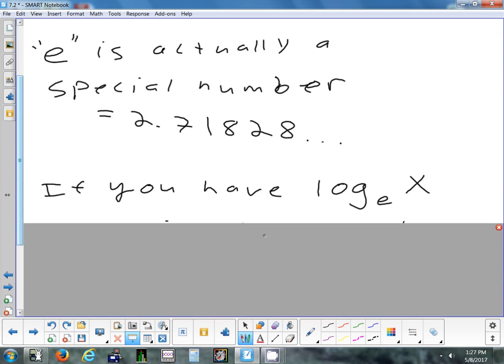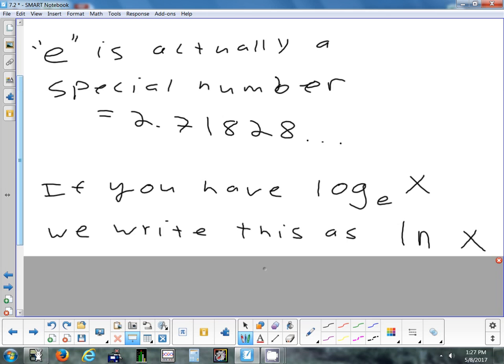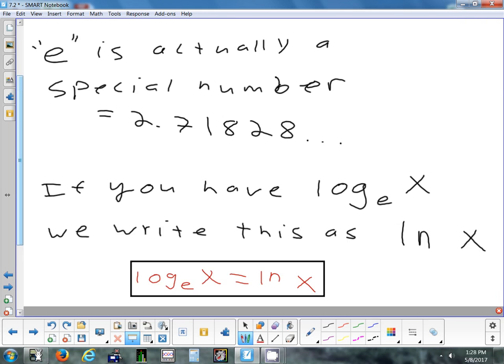Okay, for us, what will happen is E is going to come up as a base on the log. Well, if E is the base on the log, we have a shorter way to write that. Ln, lowercase l, lowercase n. That's an abbreviation for log base E. Does anybody know what the ln stands for? How about the L? Hopefully we know that one. What do you think the L stands for?